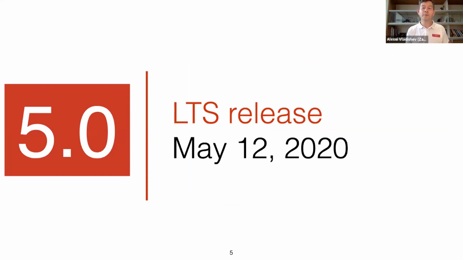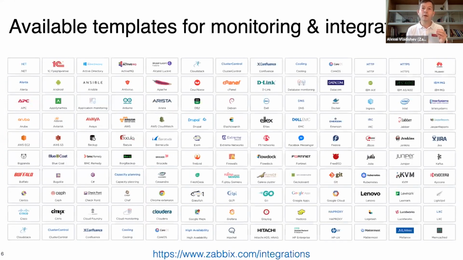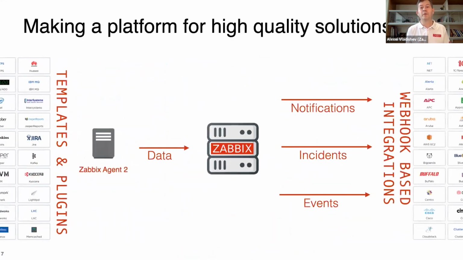5.0 is quite an important release because it's LTS. LTS stands for long-term support, and it means that this version of Zabbix is supported for 5 years. And our vision is to make Zabbix ready for monitoring out of the box. You install Zabbix, and you should have all the necessary tools, templates and integrations to monitor your devices, your services and applications on the one hand, and also to integrate Zabbix with different alerting systems, ITSM systems, and notification systems on the other hand.